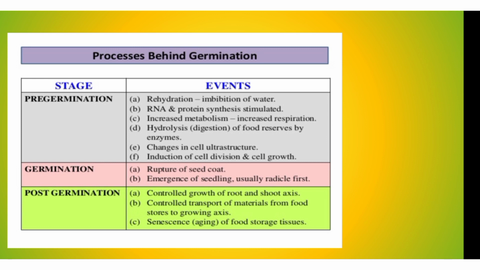For post-germination, we have 3 events. First is controlled growth of the root and shoot axis. Second is controlled transport of materials from food stores to the growing axis. And last is senescence, which is the death or dying stage of a plant, or the aging. Another term for germination. So, food storage tissues.